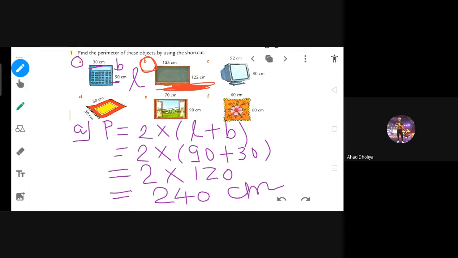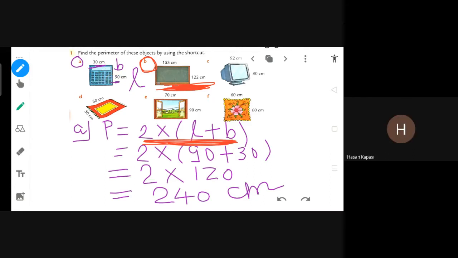अब वो शॉर्टकट क्या है? This formula. हाँ, this formula is a shortcut. ये 2 क्रॉस L प्लस B, 2 क्रॉस 90 प्लस 30। L प्लस B मतलब क्या है? L means length and B means breadth. L means length and B means breadth. Breadth. Okay.